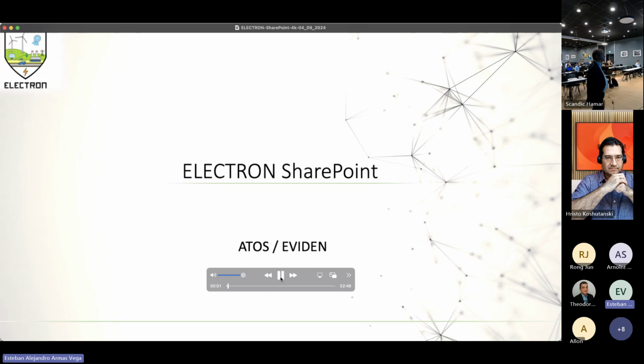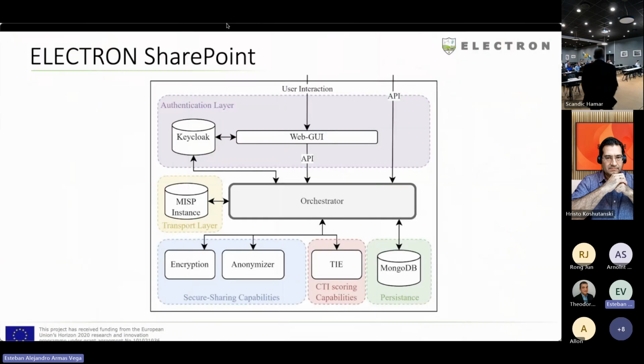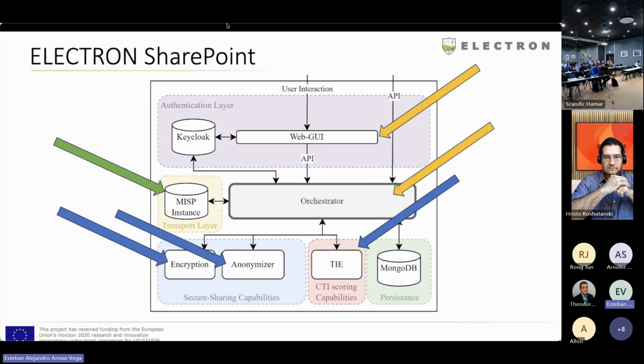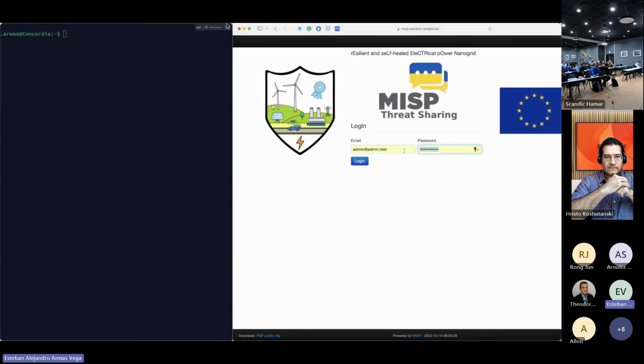Hello and welcome to the demonstration of the ELECTRON SharePoint component. The ELECTRON SharePoint, or ESP, is comprised of various components and services. At its core, ESP employs a MISP instance for transport and communication mechanisms. The ESP's key features are the Threat Intelligence Engine, TI, component responsible for calculating the risk score of vulnerabilities, and the Secure Sharing component, which provides the ability to encrypt and anonymize information to share securely. ESP offers a web application and an API for interaction and integration with external services. In the following demonstration, we will explore the functionalities of these components in detail.